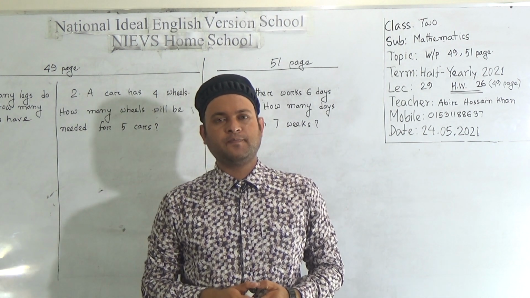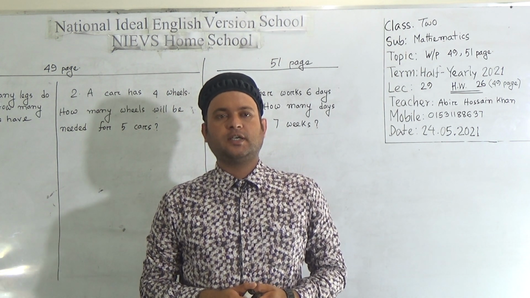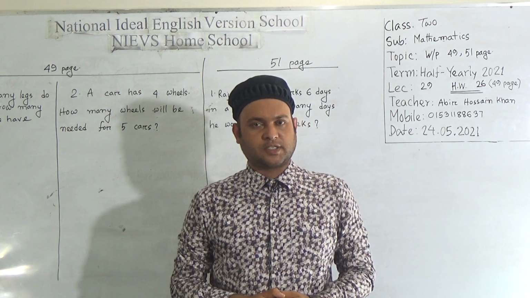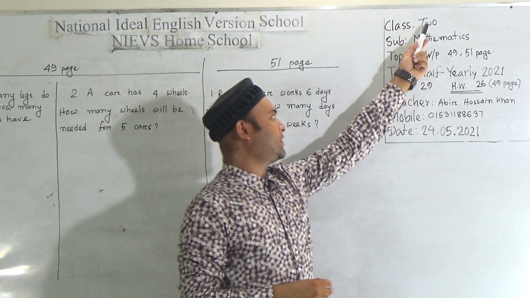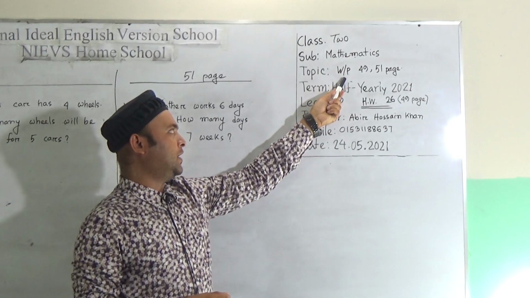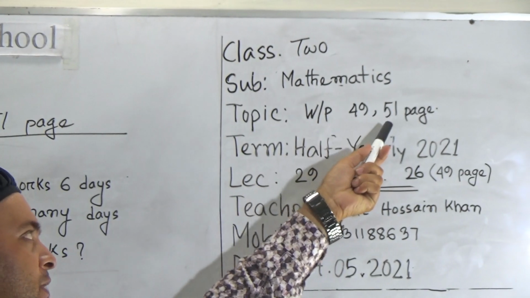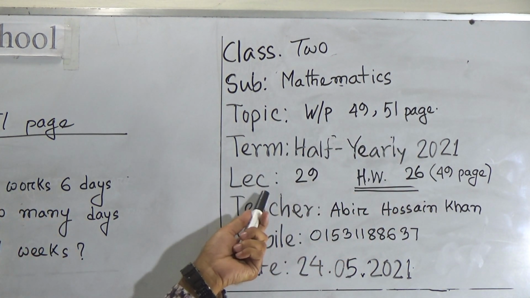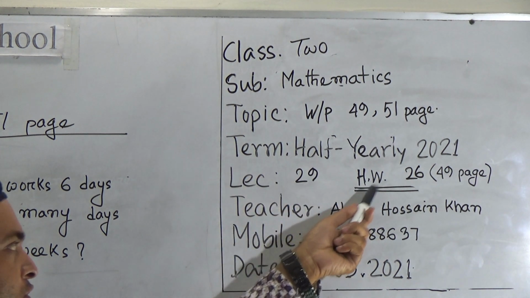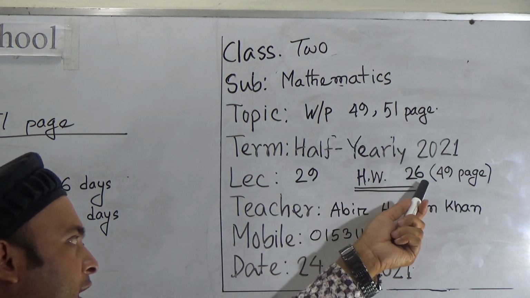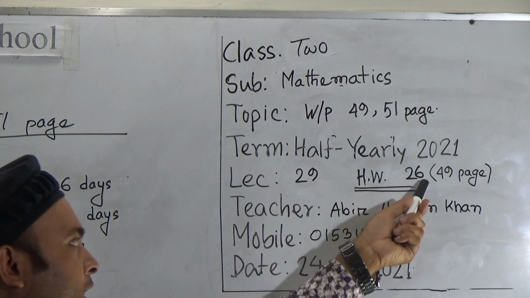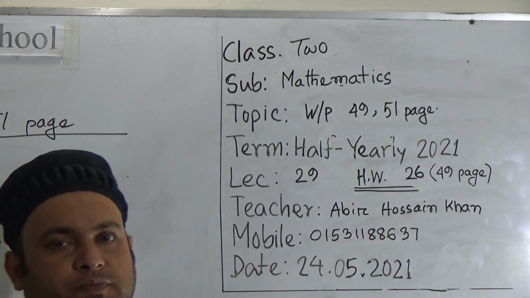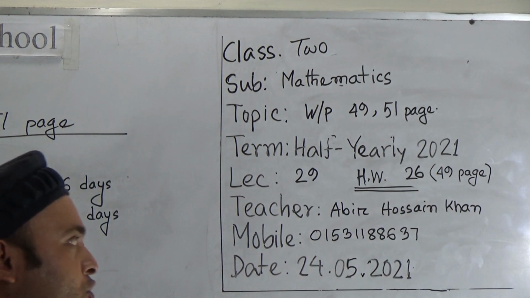This is Abir Hossain Khan, assistant teacher in mathematics at day shift of National ID English Version School. Today I am going to take a mathematics class for class 2, and our topic today is word problems, page 49 and page 51, which are included in your half yearly exam. Today's lecture is 29 and today's homework is number 26, and you have to submit the word problems of page 49 as your homework. Now my dear students, let's start our class.